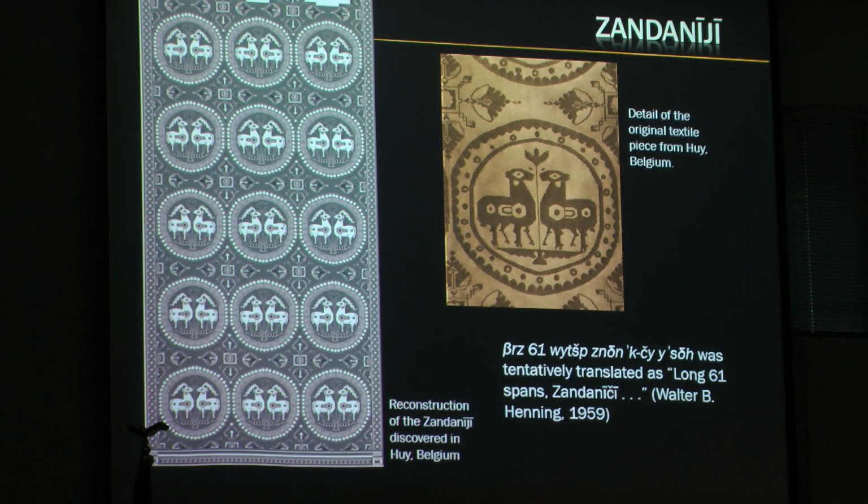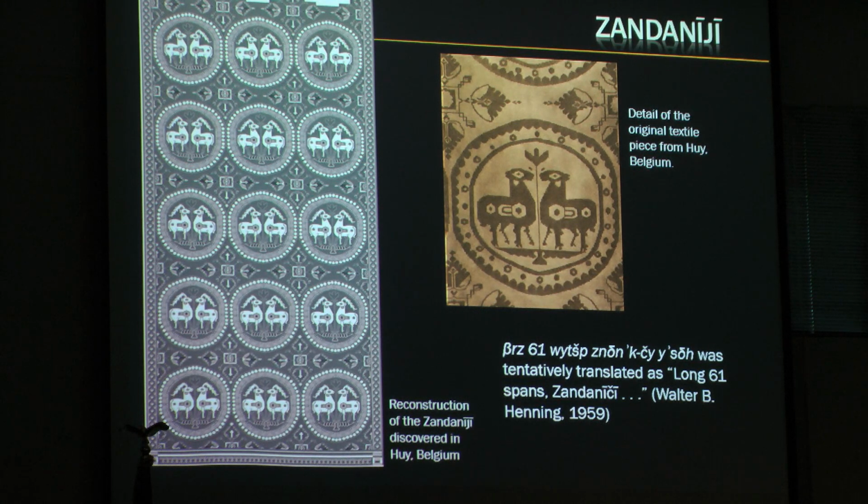In 1959, Walter Henning, the German scholar of Middle Persian language, analyzed an inscription on a piece of textile with a repetition of rondels enclosing a pair of stags, like the one that I showed you before, which he dated to the 7th century, discovered in the Church of Notre Dame at Huy in Belgium. The inscription was identified as an archaic form of Sogdian language and tentatively translated as "long 61 spans Zandaniji."